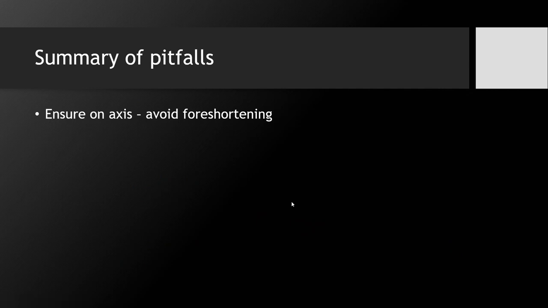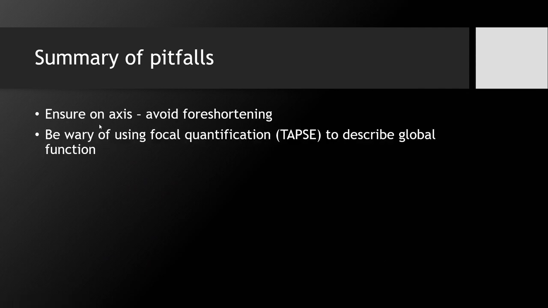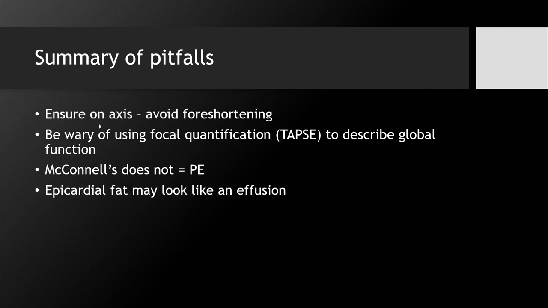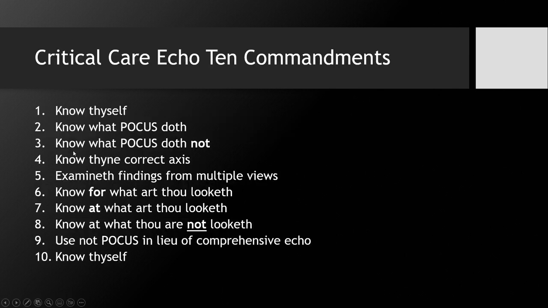Some of the pitfalls that we discussed: ensuring you're on axis, avoiding being foreshortened, knowing the features of normal and abnormal, and being wary of using focal quantification to describe global function. You can do it, but use the TAPSE to describe global function when you, using your eyes, also believe that TAPSE represents homogeneous global function. McConnell sign does not equal PE; it probably equals acute RV dysfunction. Epicardial fat could look like an effusion, and a moderator band might look like an RV thrombus. These are common pitfalls that you might come across when you're assessing the RV on an echo.